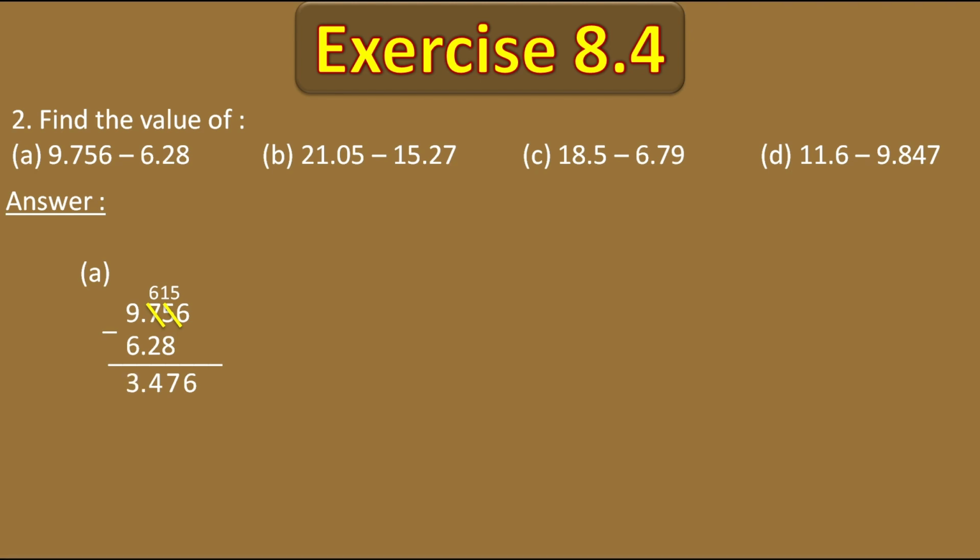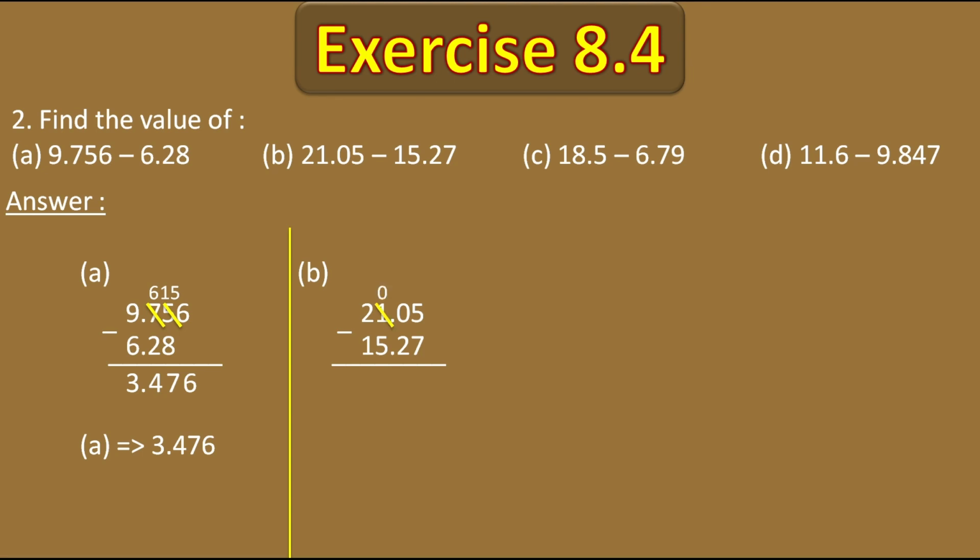So the answer is 3.476. Okay. Next we have 21.05 minus 15.27. Now again we can't subtract this 7 from this 5, so we will make it 15, but the digit before is 0 here. So we can't take any number from this 0, so we will first make it 10 by taking 1 from this 1. So this 1 became 0 now and 0 became 10.